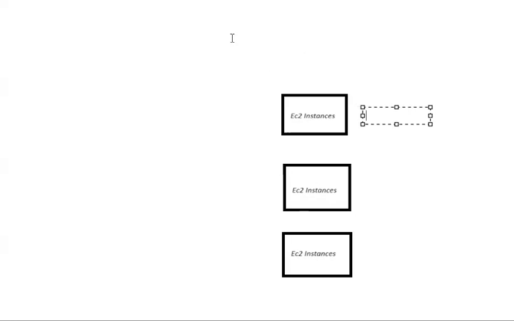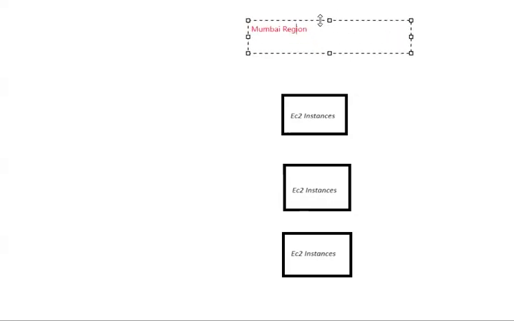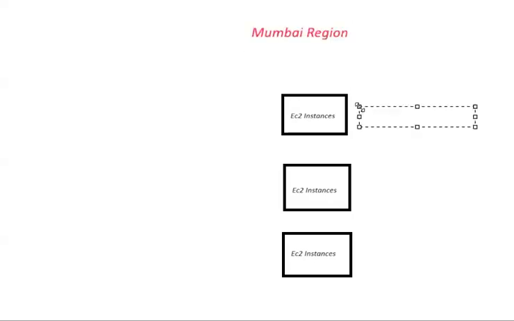Let's say I am from India and I would like to host my website in India. So let me host this website in the Mumbai region. In Mumbai, I have three availability zones.